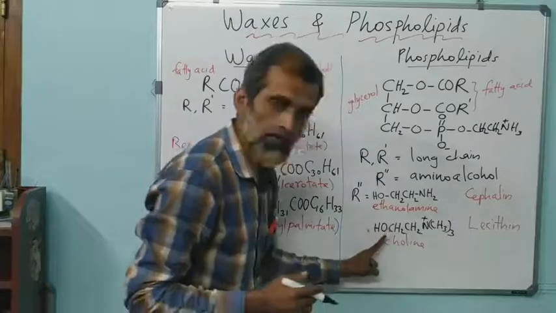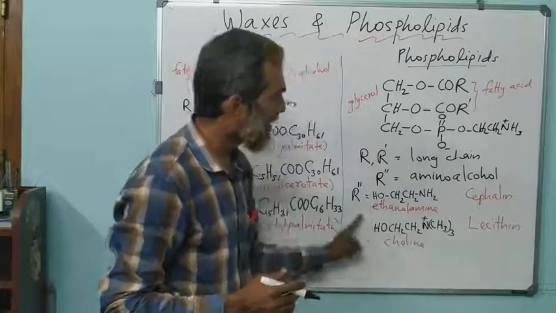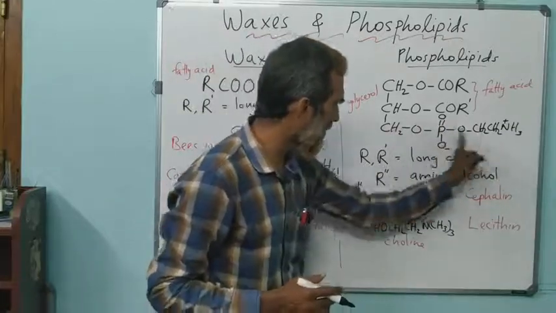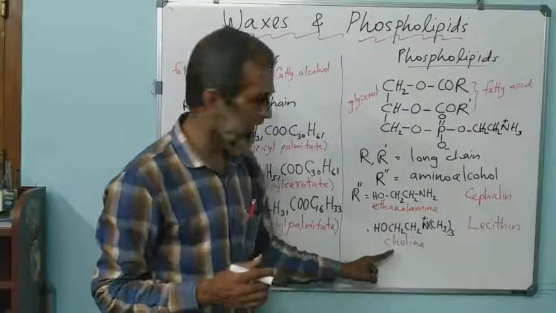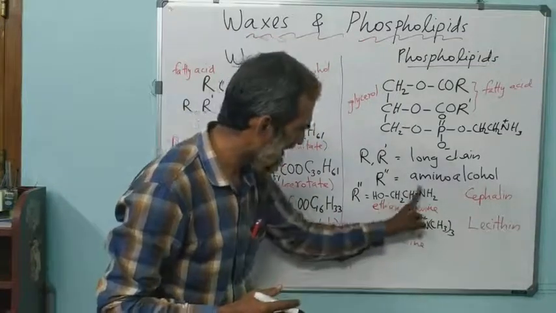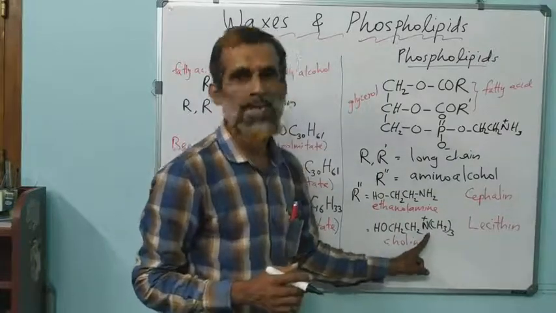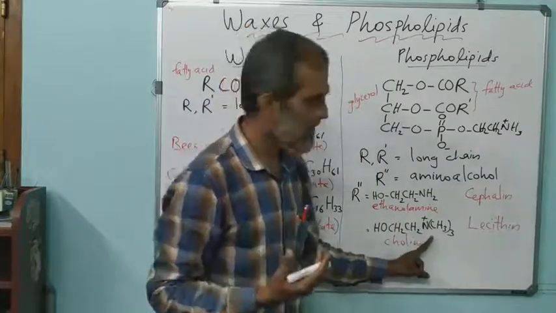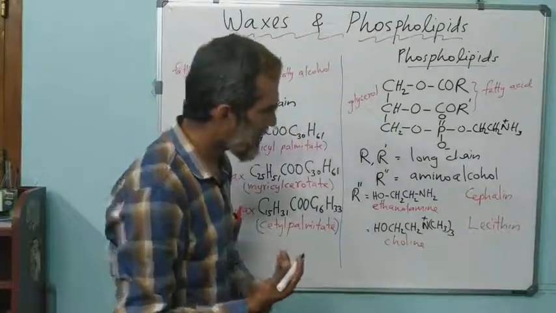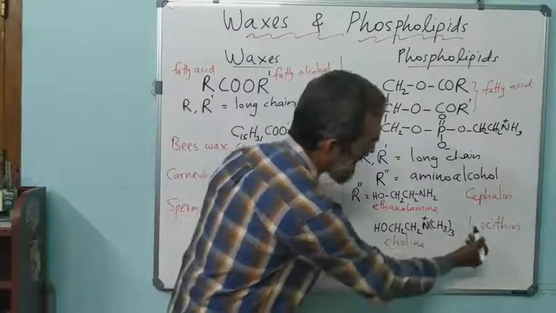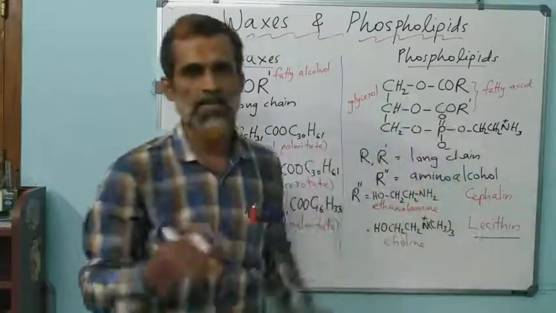If it is another amino alcohol, this R double dash is generally an amino alcohol. Okay, if it is choline, what is choline? You can see, just like ethanolamine, the difference is that N is methylated. N-methylated. Okay, N-methyl ethanolamine it is. So if it is choline, then it is called lecithin. Lecithin is specifically mentioned in our syllabus.